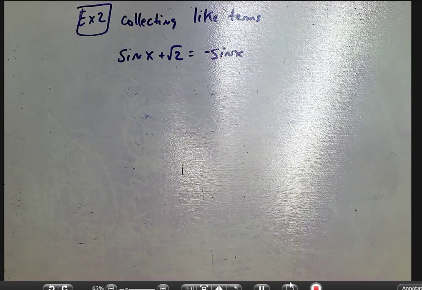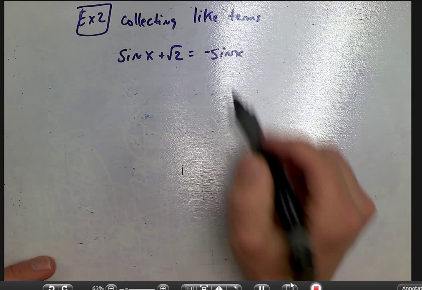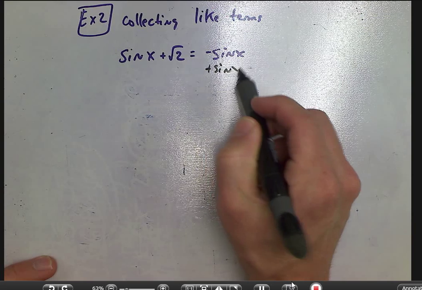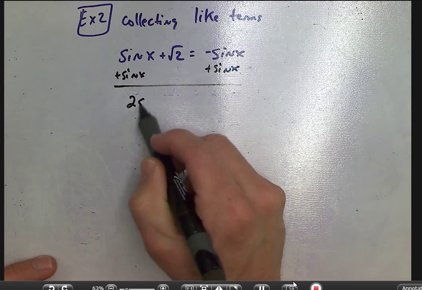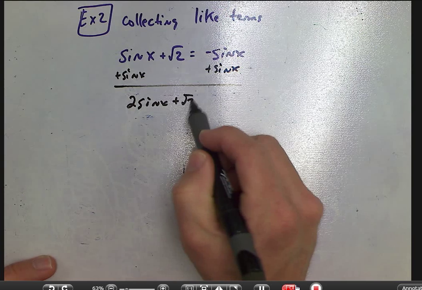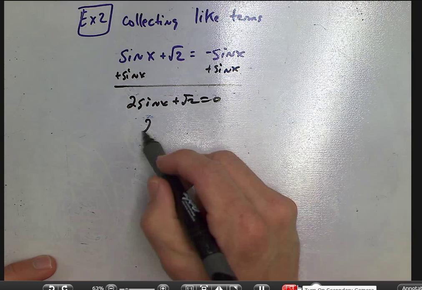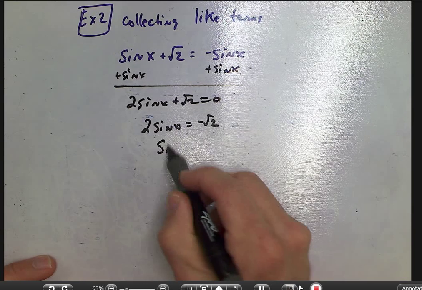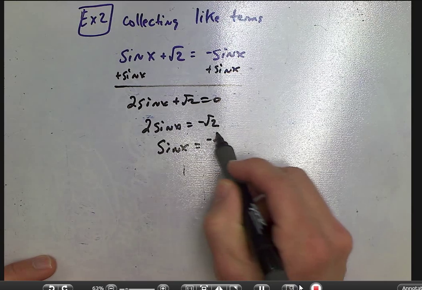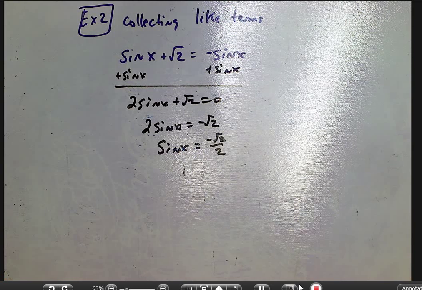Let's move on to example number 2, collecting like terms. Again, solving an equation. I notice that I need to add sine of x to both sides. Add sine of x to get 2 sine of x plus the square root of 2 equals 0. Then I'm going to subtract the square root of 2. Then I'm going to divide by 2. And I get sine of x equals negative square root of 2 over 2.